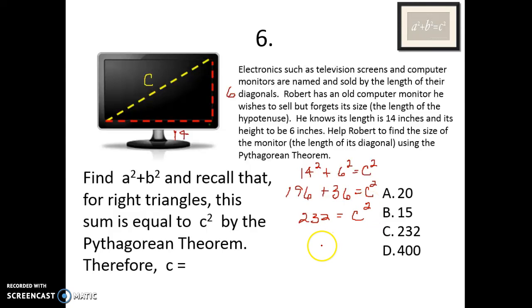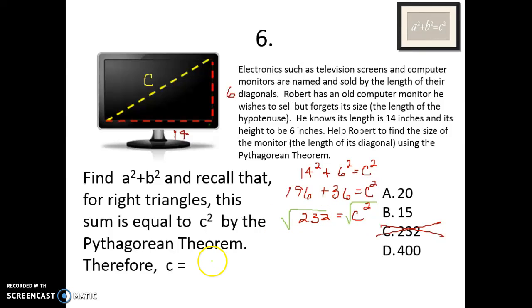Now, some of you might be tempted to say, ooh, 232, I see that answer there. I'm just going to grab it and put C. But if you do, you're going to be fooled, and that is not the final answer. Don't be fooled. We have to take the square root of that C squared. Okay, remember that. We got to do this. Take the square root of both sides. So let's take that square root.